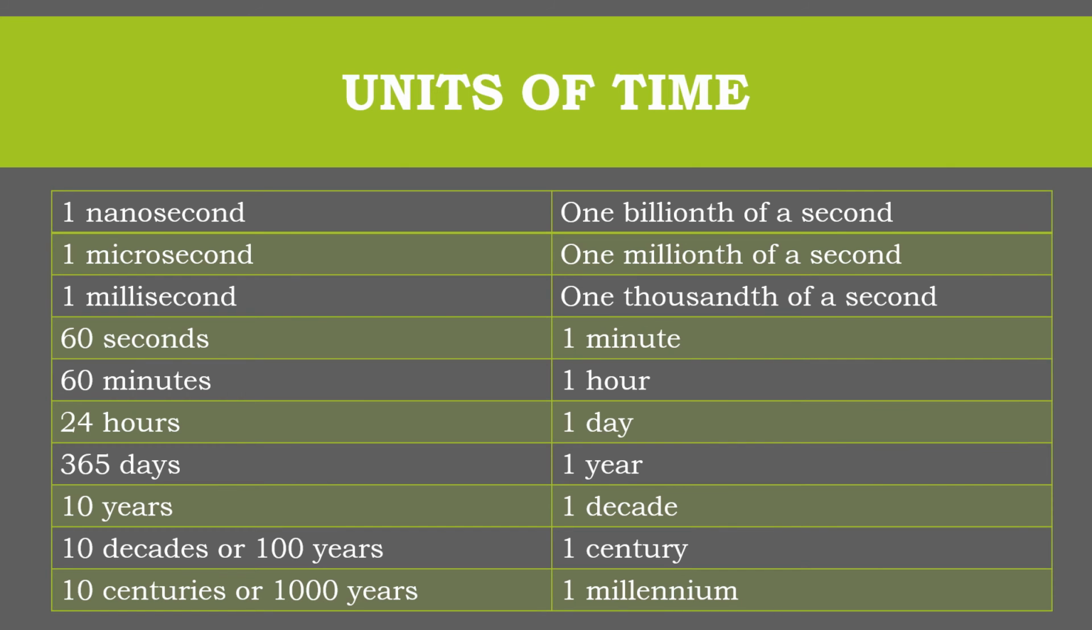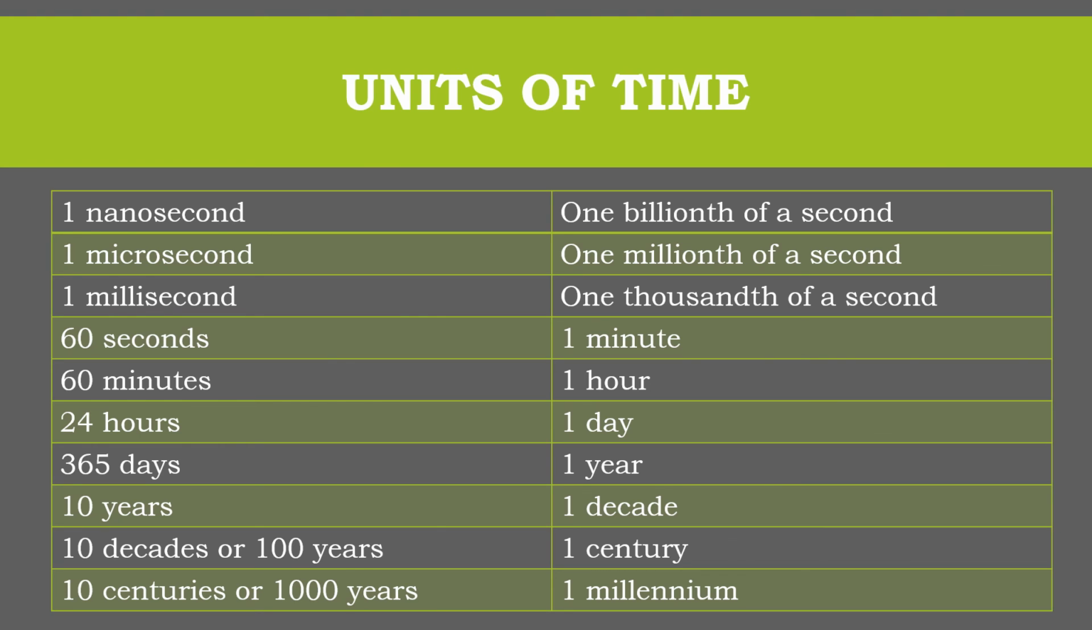Units of time. 1 nanosecond is one billionth of a second. 1 microsecond is one millionth of a second. 1 millisecond is one thousandth of a second. 60 seconds means 1 minute. 60 minutes means 1 hour.